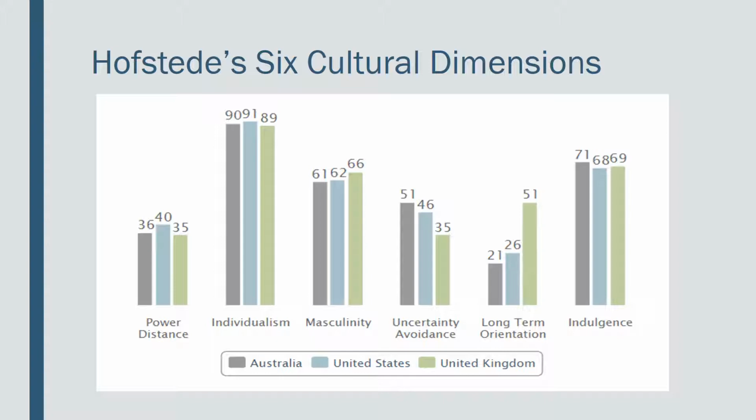This slide provides an overview of the three countries' ratings on each of the 6 cultural dimensions measured by Dutch psychologist and anthropologist Geert Hofstede. As you can see, Australia, the United States, and the United Kingdom all share similar levels of power distance, individualism, masculinity, and indulgence. The countries differ slightly on uncertainty avoidance and most dramatically on long-term orientation.